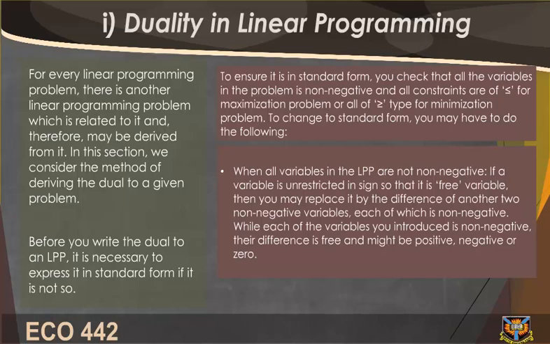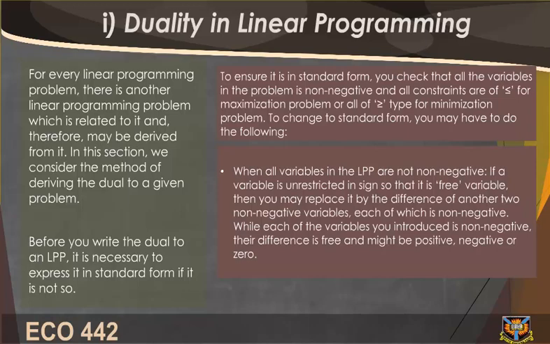Before you write the dual to an LPP, it is necessary to express it in standard form if it is not so. To ensure it is in standard form, you check that all the variables in the problem are non-negative and all constraints are of less than type for a maximization problem or all of greater than type for a minimization problem. To change to standard form, you may have to do the following.